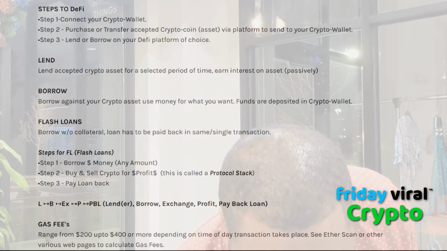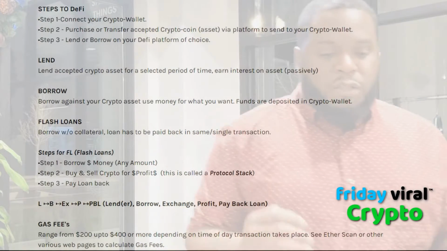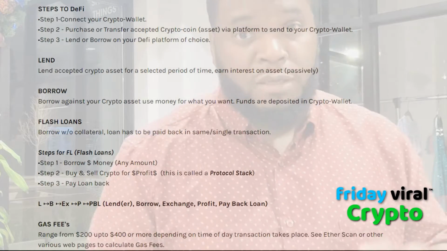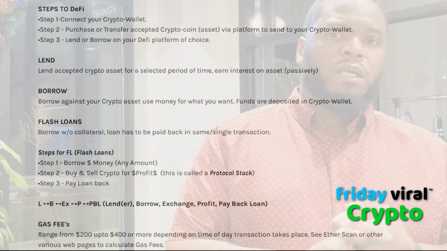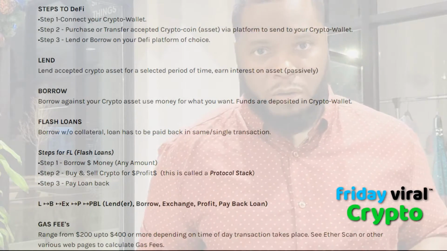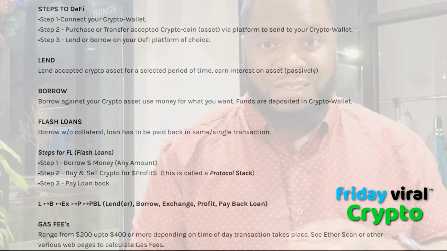Let's talk about this super thing called a flash loan. So let me tell you what a flash loan is in a nutshell. You don't need an asset at all to borrow, and what you borrow is unlimited.